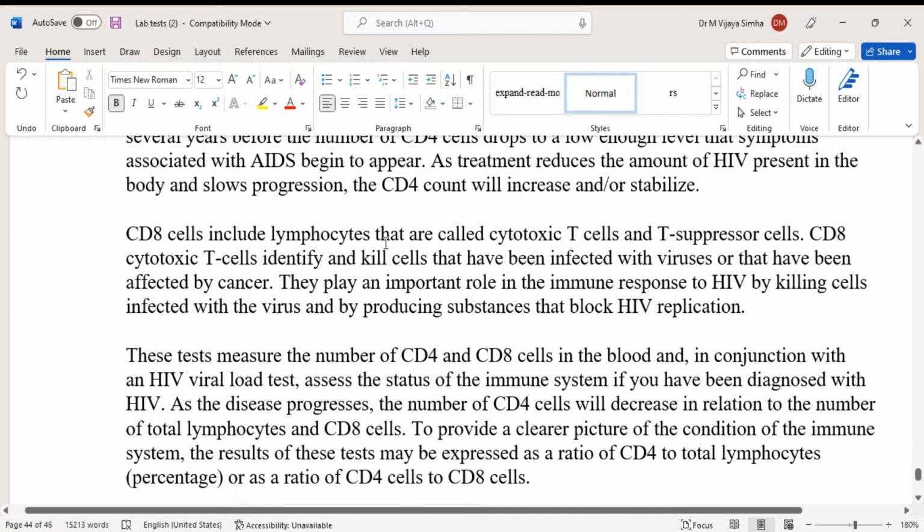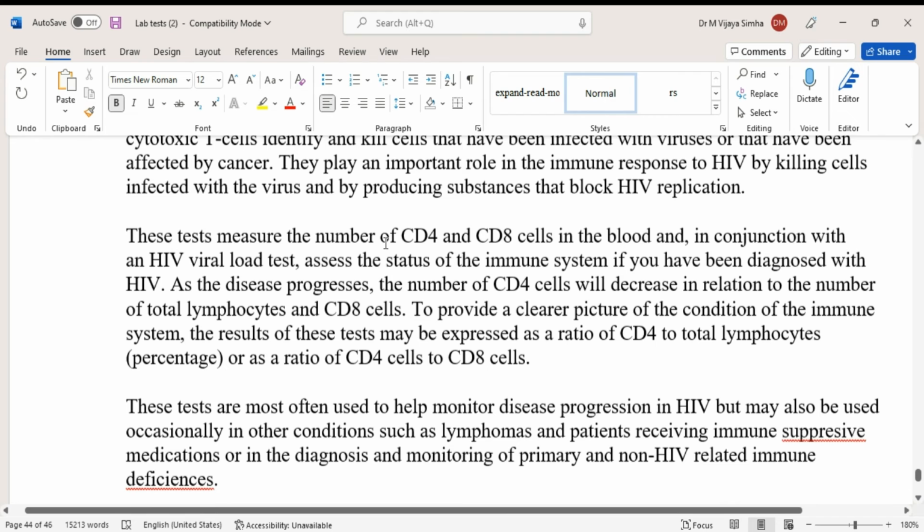CD8 cells include lymphocytes that are called cytotoxic T cells and T suppressor cells. CD8 cytotoxic cells identify and kill cells that have been infected with viruses or that have been affected by cancer. They play an important role in the immune response to HIV by killing cells affected by the virus and by producing substances that block HIV replication.